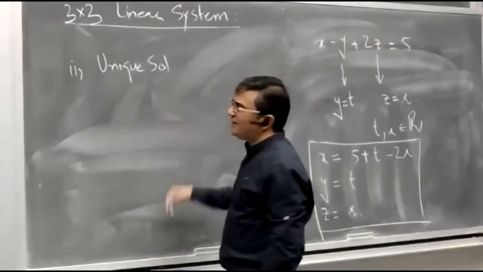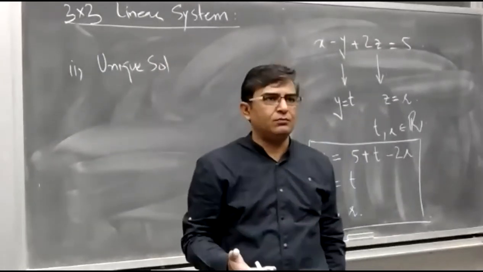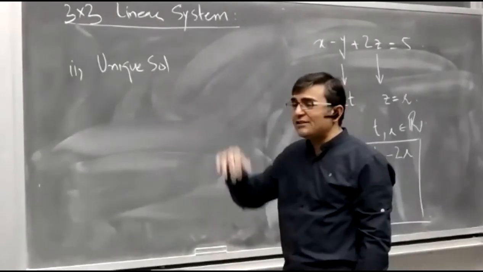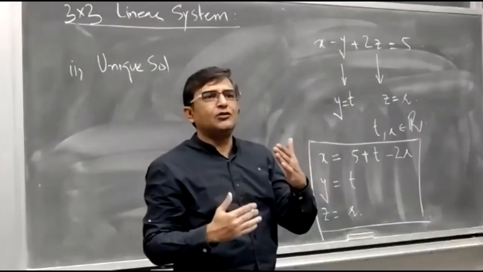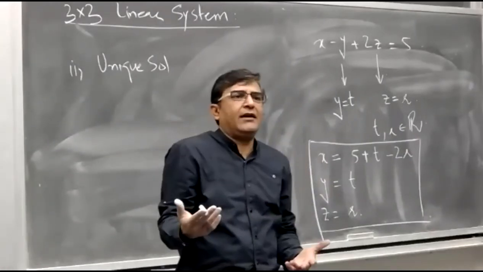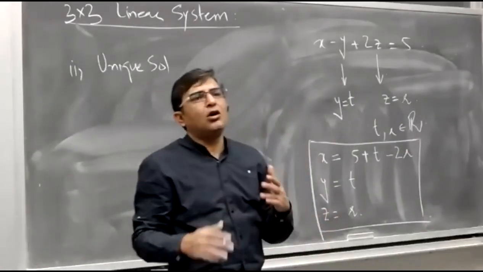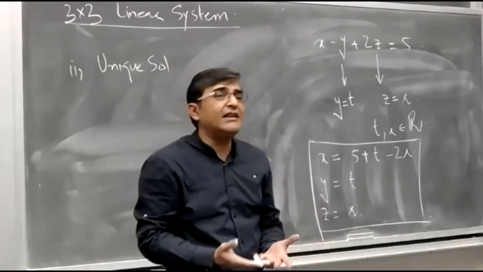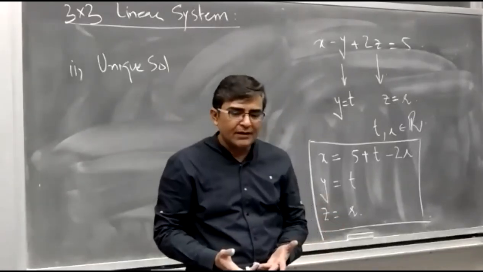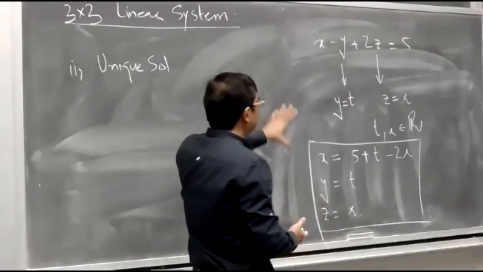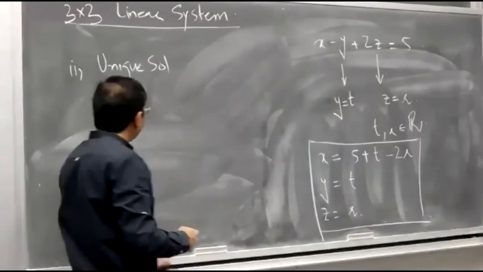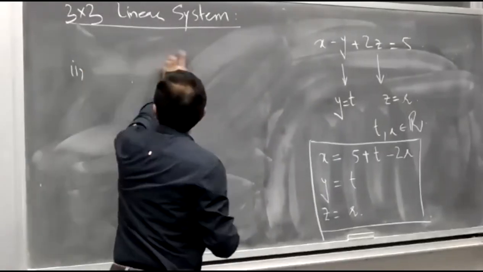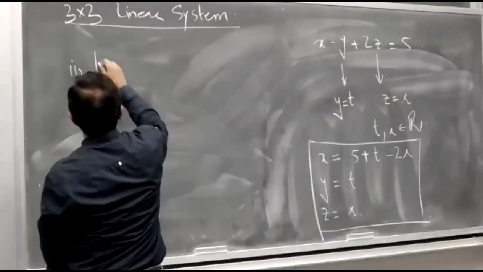Means the coefficient matrix must have a non-zero determinant. When the determinant of the coefficient matrix is zero, then in such a situation two planes, either they are on top of each other or they are parallel. In that case, we don't have any solution. Okay? So this situation arises in this case. We are not discussing unique solution; basically, we are discussing infinitely many solutions.